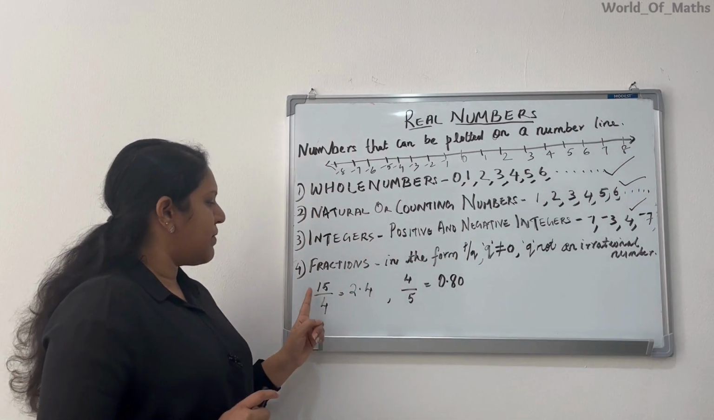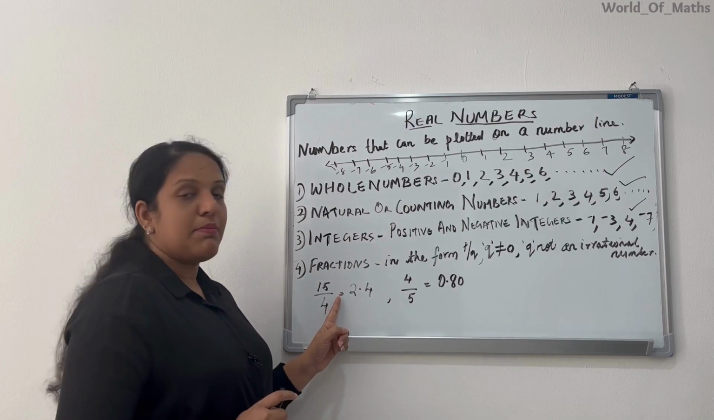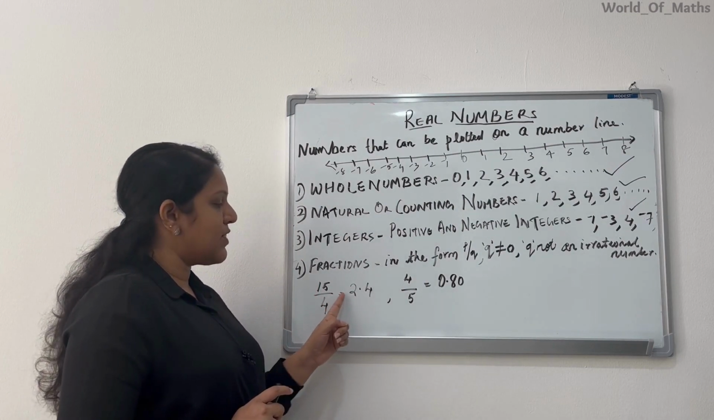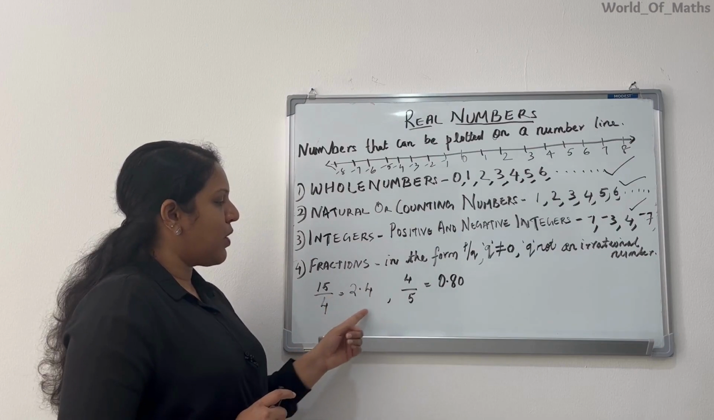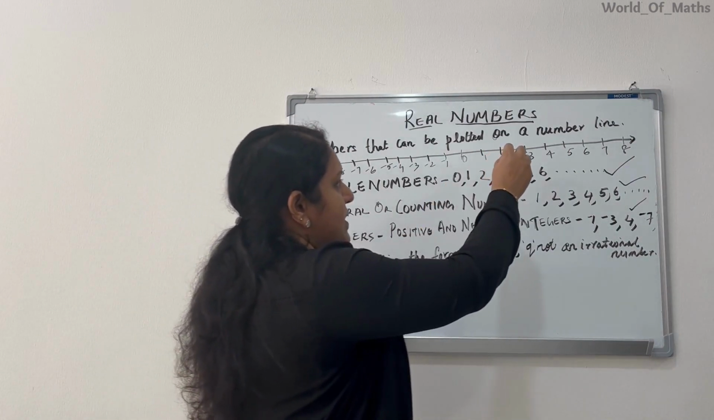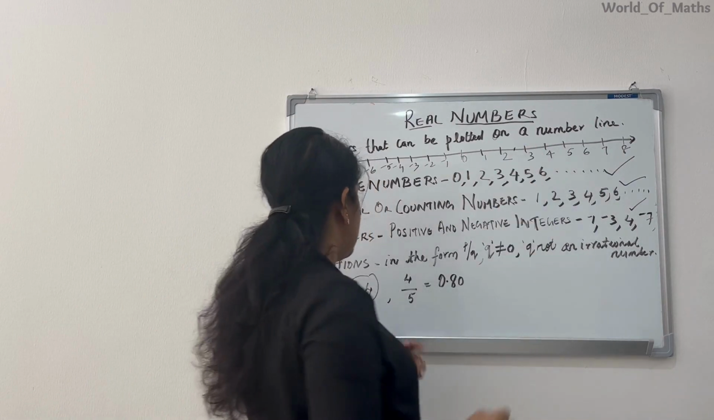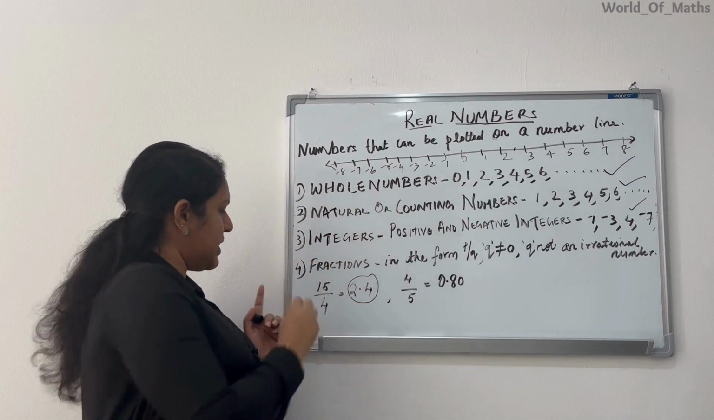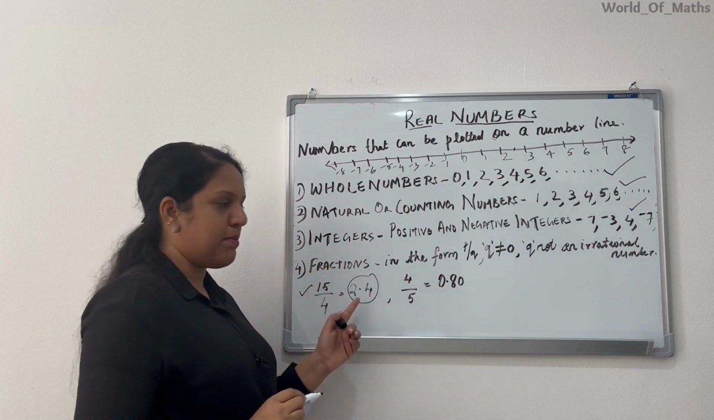Let's see an example: 15 divided by 4. The simplified form of 15 divided by 4 is 3.75. Can we plot it on a number line? Yes. This value is plotted somewhere in between 3 and 4 here. So yes, we can plot this fraction 15 by 4 on a number line.